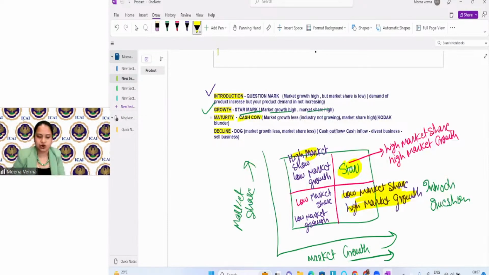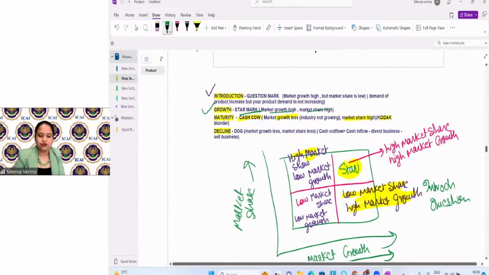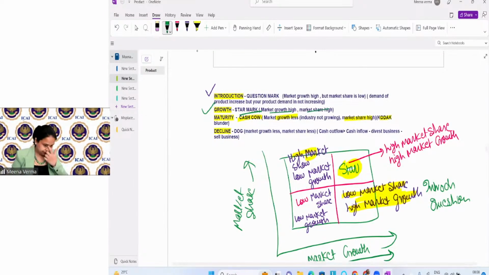Maturity is what? Cash cow. Cash cow means market growth is less, but market share is high. Like Kodak company, high market share, but Kodak was gradually decreasing. The growth of Kodak camera was gradually decreasing. So that is maturity stage when the growth is less, but market share is high. This stage. This is what? Maturity stage or cash cow. Right? Dog stage means less market share. This is dog stage. Less market share, less market growth.